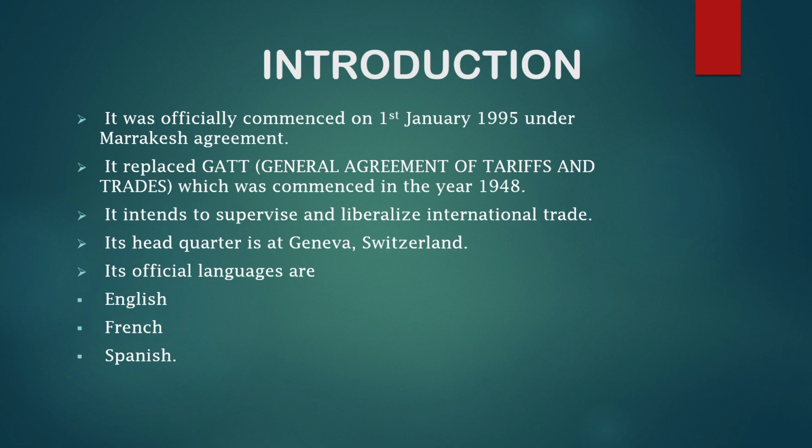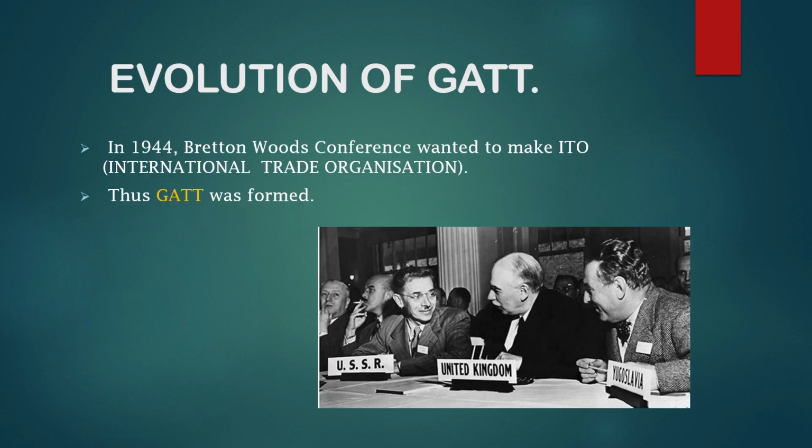WTO's headquarters is at Geneva, Switzerland, and its official languages are English, French, and Spanish. Evolution of GATT. In the year 1944, the Bretton Woods Conference wanted to make the ITO, International Trade Organization. Thus, GATT was formed in the year 1948.